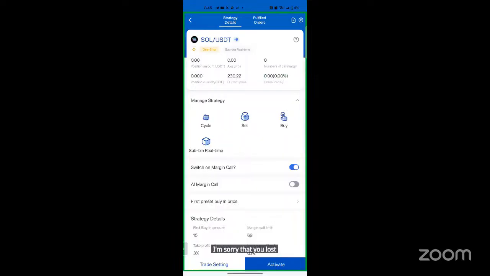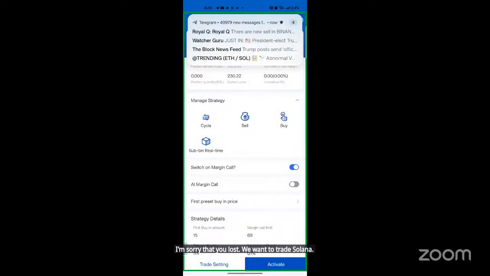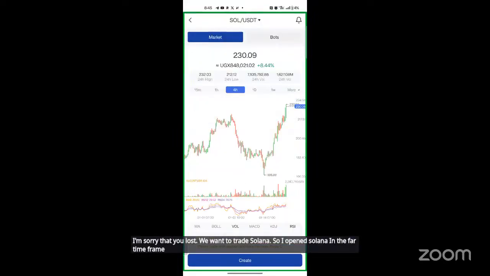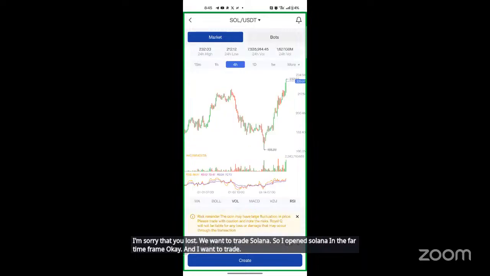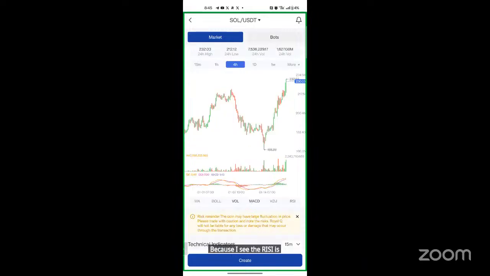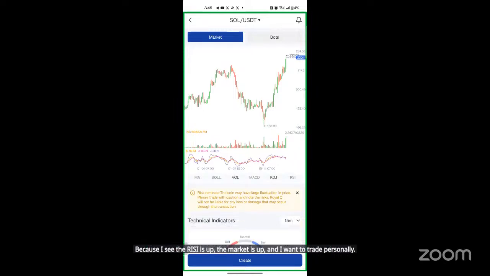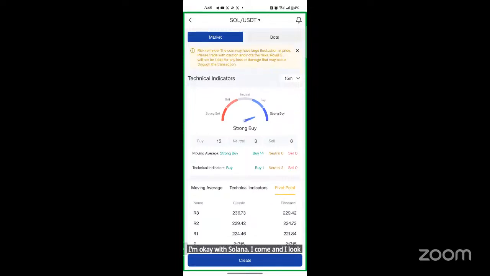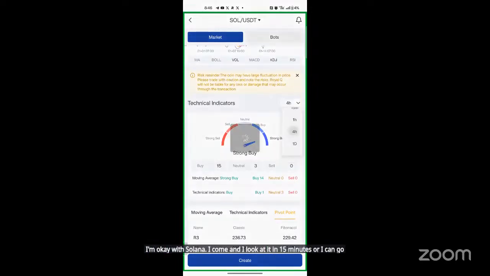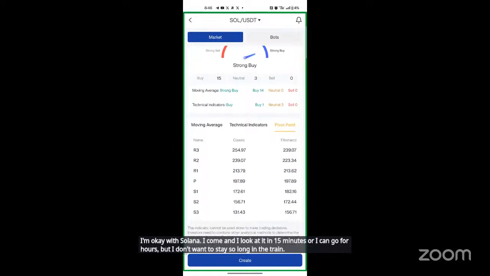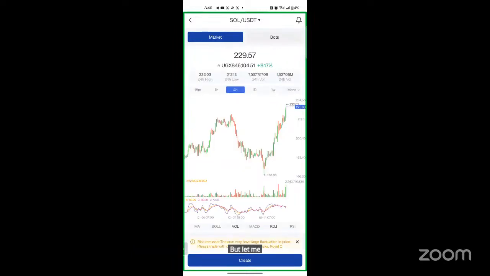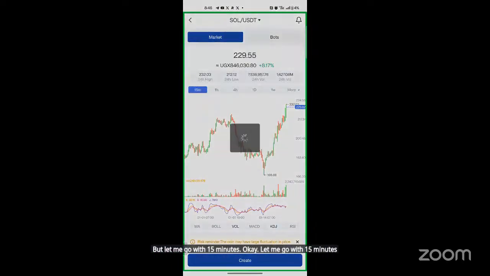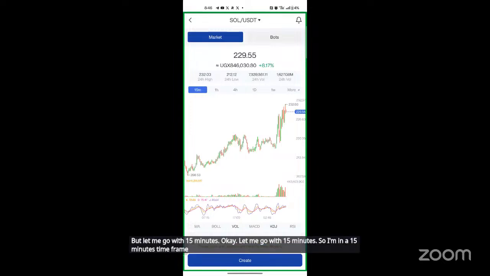We want to trade Solana. So I open Solana in the 4-hour time frame, okay? And I want to trade because I see the RSI is up, the MACD is up, and I want to trade personally. I'm okay with Solana. So I look at it in 15 minutes. Or I can go 4 hours, but I don't want to stay so long in the trade. But let me go with 15 minutes. So I'm in a 15 minutes time frame.